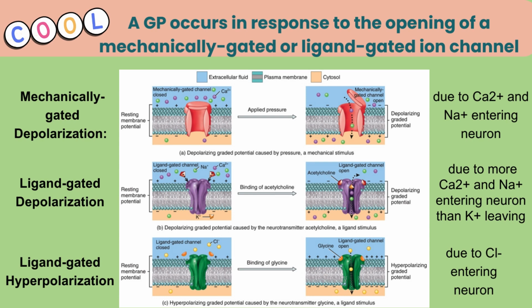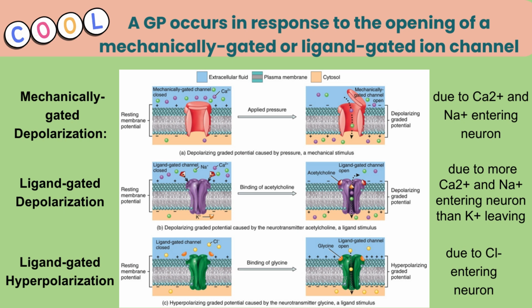Here we see how depolarizing and hyperpolarizing graded potentials are created by mechanically gated and ligand-gated channels. The top image depicts depolarization in response to a mechanically gated channel. Pressure is applied and a mechanically gated channel opens. Calcium and sodium cations enter the cell, resulting in a depolarizing graded potential.